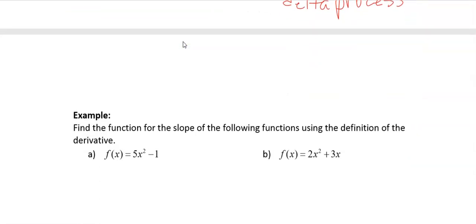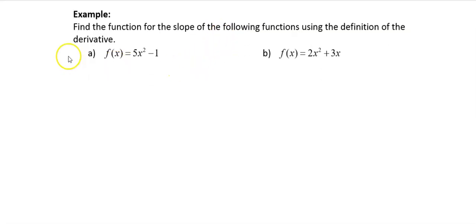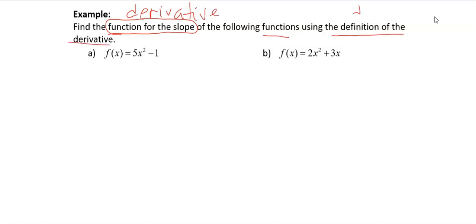So on page 25, they've got some other examples of how to use the delta process to find the derivative of a function. Note carefully, please, the way this problem is worded. It says, find the function for the slope. Well, by golly, that means the derivative. So they want you to get the derivative of the following functions using the definition of the derivative.